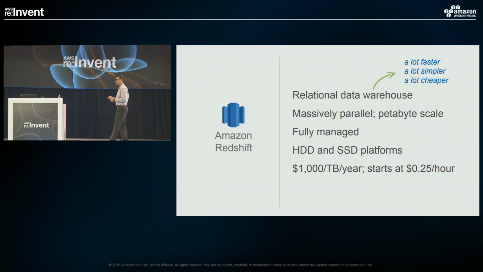So what is Amazon Redshift? Redshift makes data warehousing faster, simpler, and a whole lot cheaper than before. It's a relational data warehouse. It's based on a massively parallel processing architecture with columnar storage. So it distributes and parallelizes all of the data warehousing operations that you care about: loading data, executing queries, backups, restoring from backups.